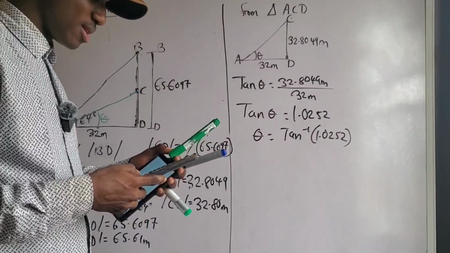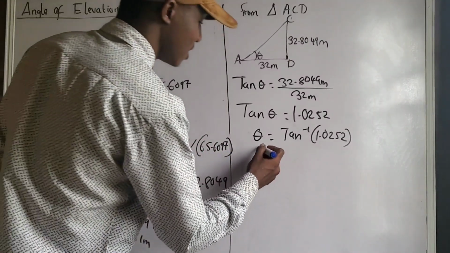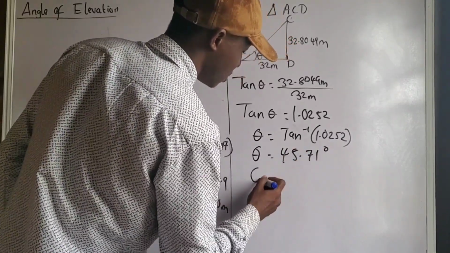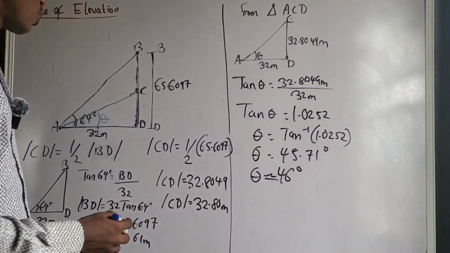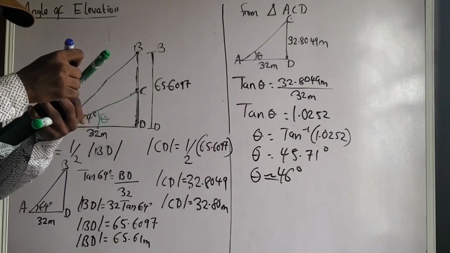That is 45.71 degrees. Theta equals 45.71 degrees. So theta equals 46 degrees. Do you get it? So the solution to that question is 46 degrees. You can see that the question is simple.